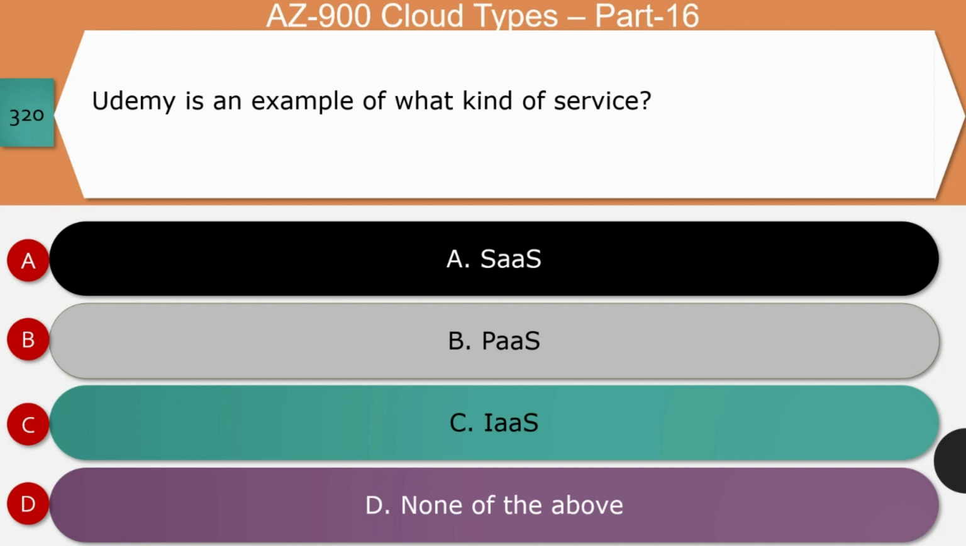Next question, Udemy is an example of what kind of service? Is it software as a service or platform as a service or infrastructure as a service or none of the above? The right answer for this question is option A, that is the SaaS model. Let's see why we selected this option. Udemy is an online learning and teaching experience where a customer can use it and put their data directly, that is their teaching courses. The customer need not maintain any application and does not worry about the infrastructure, and so it is a perfect example of software as a service.